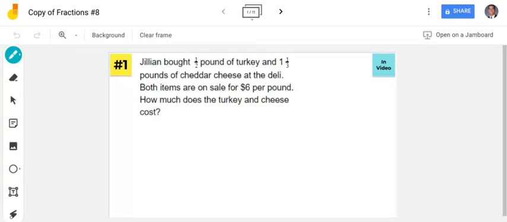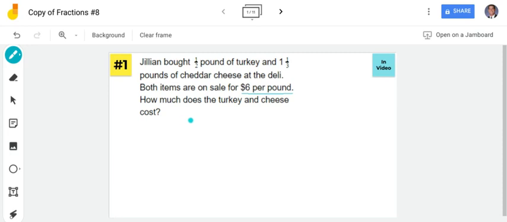Okay, I am here in fractions number 8 Jamboard. We're going to do some word problems involving fractions. Number 1 says Jillian bought a half a pound of turkey and 1 1/3 pounds of cheddar cheese at the deli. Both items are on sale for $6 per pound. The question is, how much does the turkey and cheese cost?